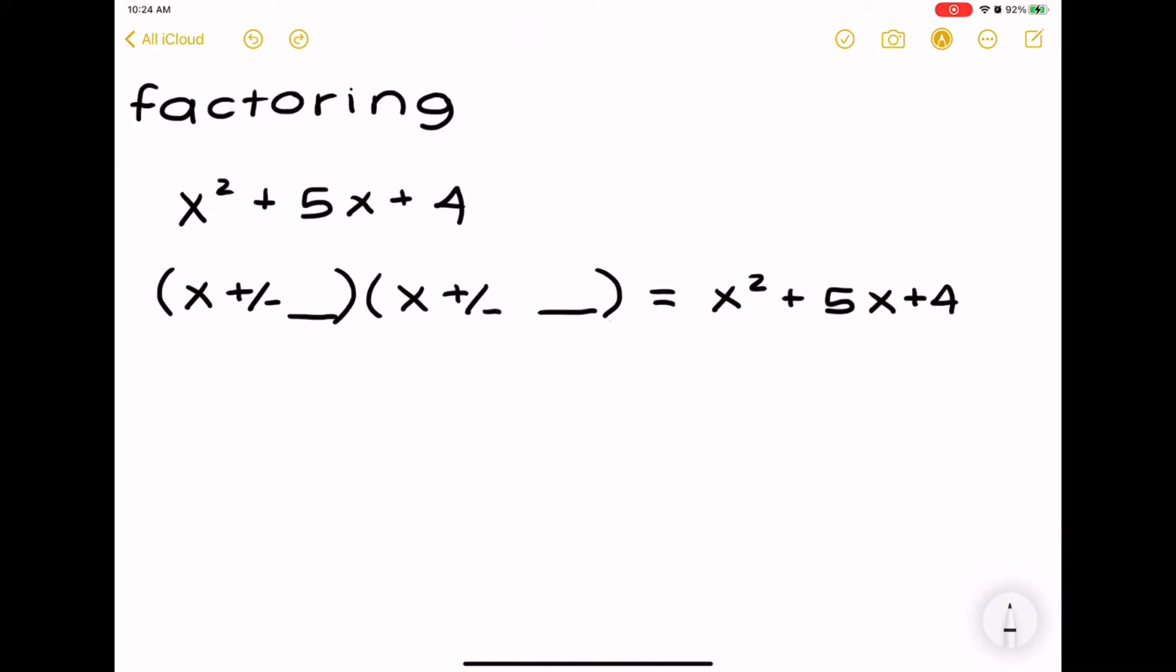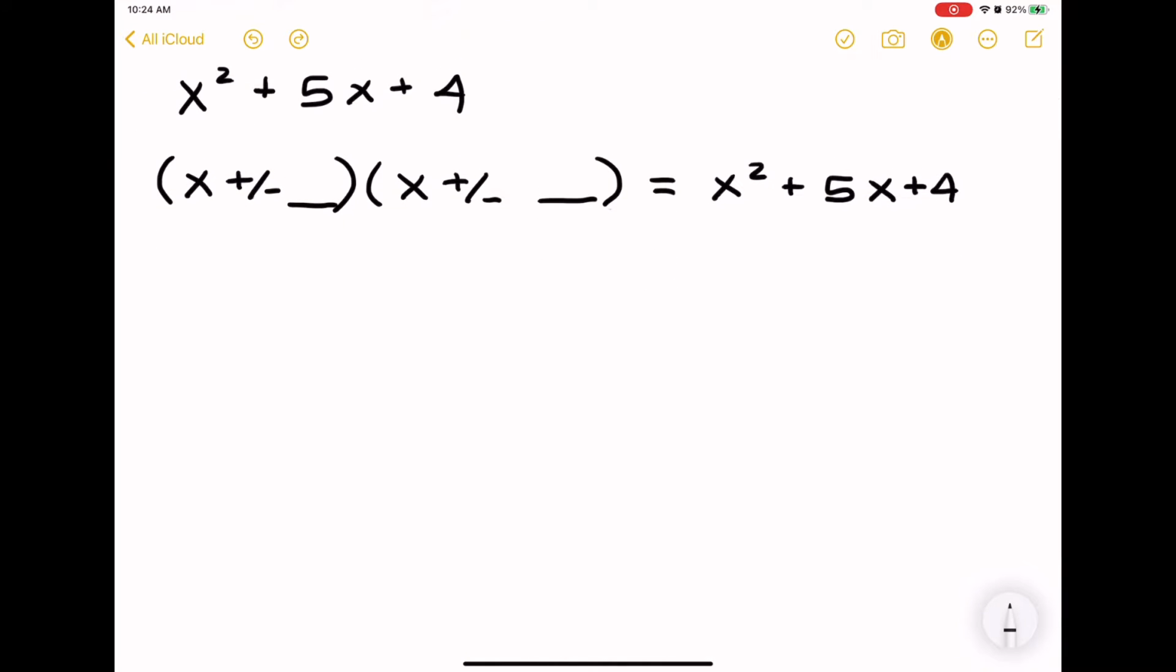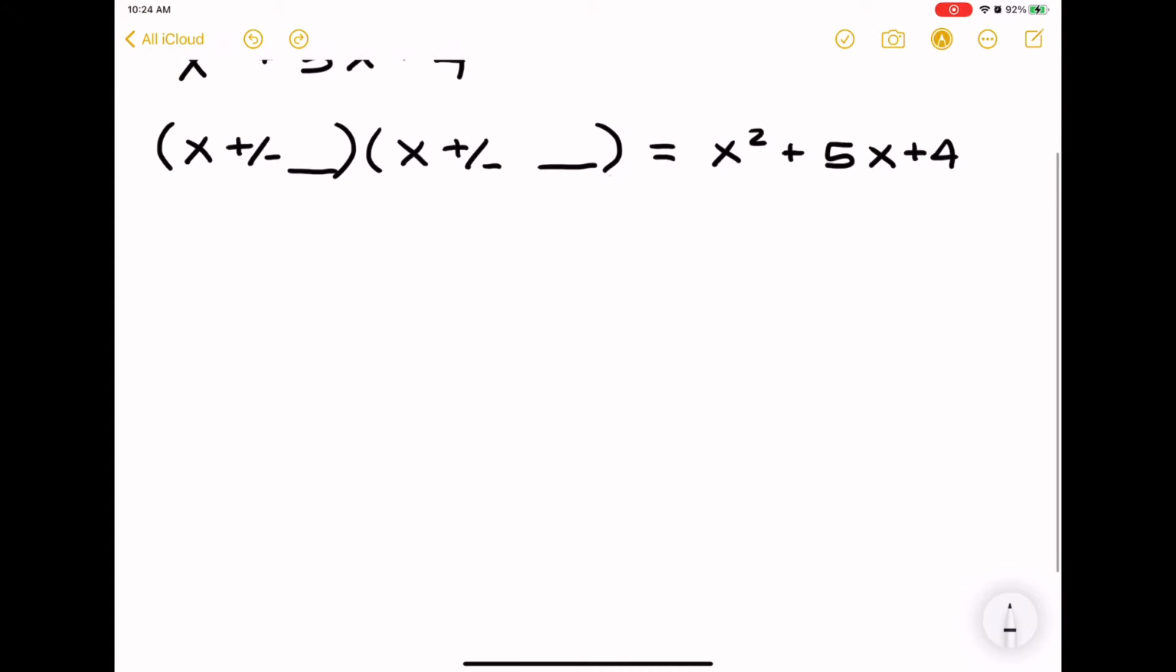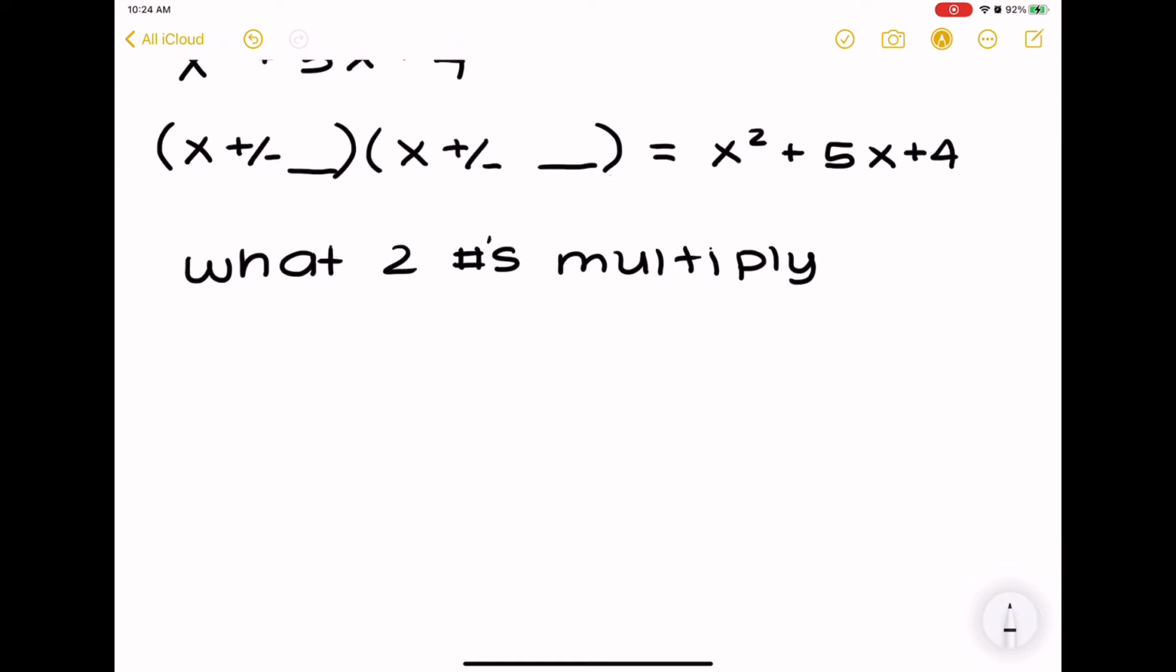But how would I figure this out? There's a very useful trick that you can use, and it's by seeing what two numbers I need to take that will multiply to, in this case, 4. However, they will add to 5.